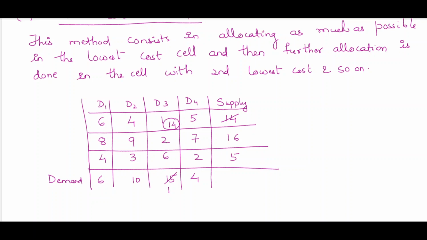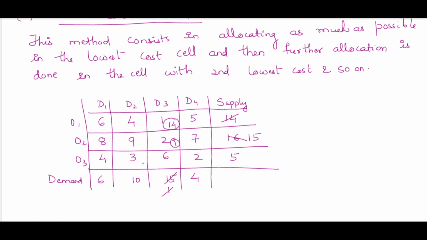Here you can see this 2. After 1 rupee, 2 is the lowest one. But we find 2 here also, and here also. It is O1, O2, O3, so you can allocate to anywhere, it will be fine. So let's say I am choosing this 2. I will allocate 1 here, and I will cut this one.